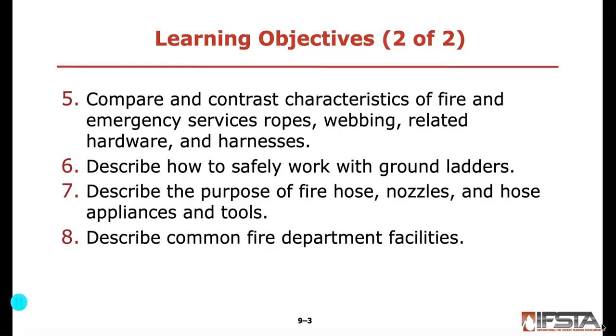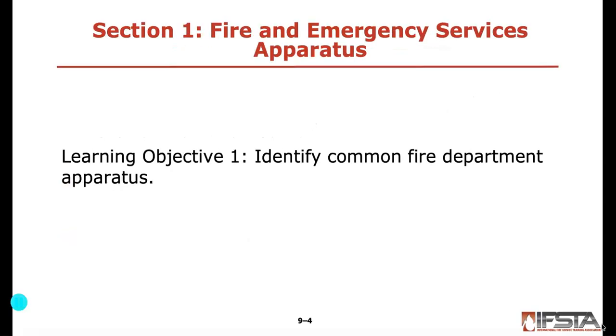How do we work safely with ground ladders? The purpose of fire hose nozzles, and then hose appliances. An appliance is something that water goes through, and then also tools. And then finally, we're going to describe some of the common fire department facilities.